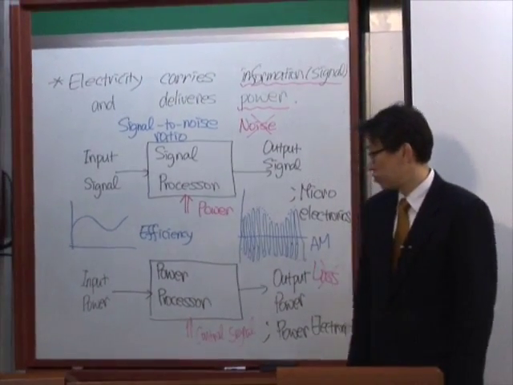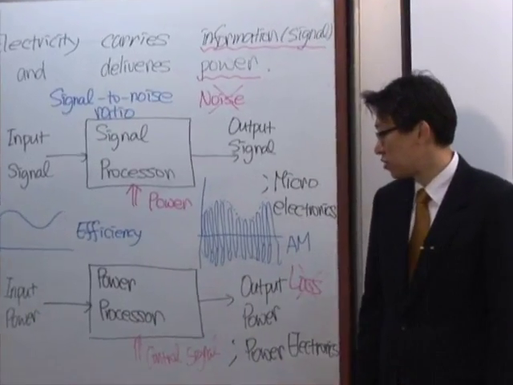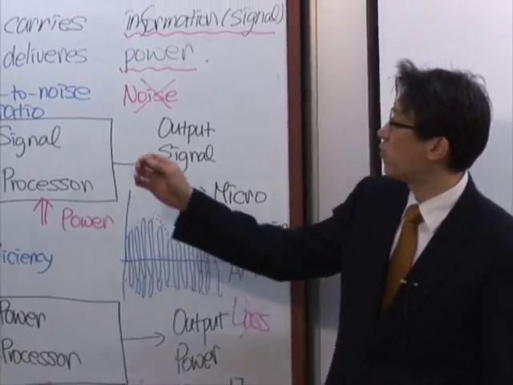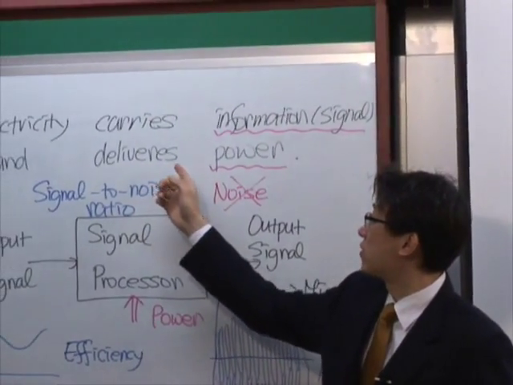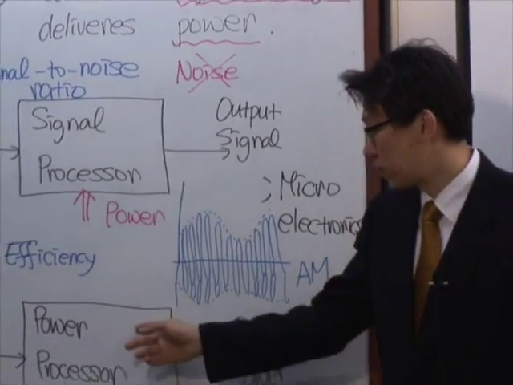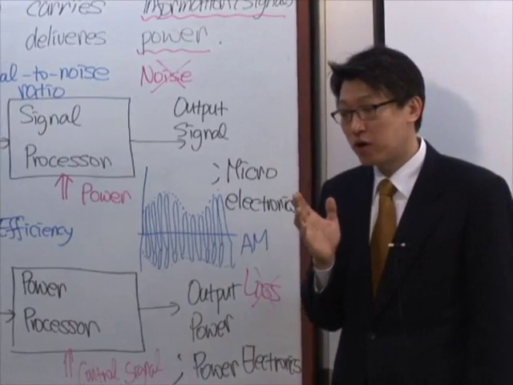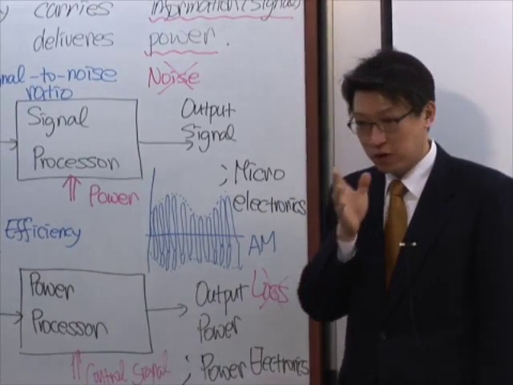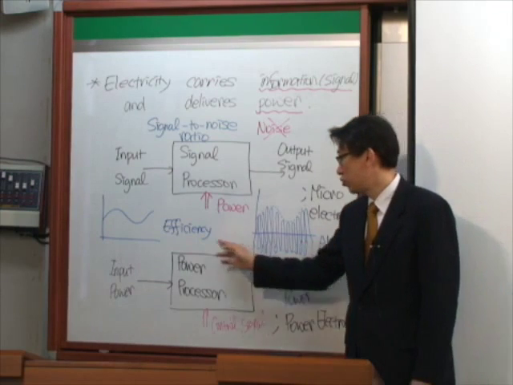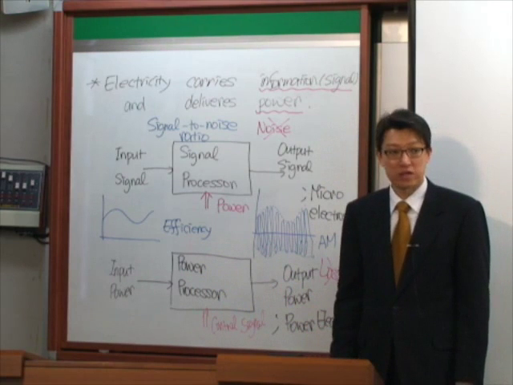I use the comparison with the signal processor, but the key concept is that power electronics deals with the power delivery aspect of electricity, and a power processor has input and output. So whenever you study power converters, you should think: what is the input, what is the output, and what should we do? And how much is the loss? These are the basic things.